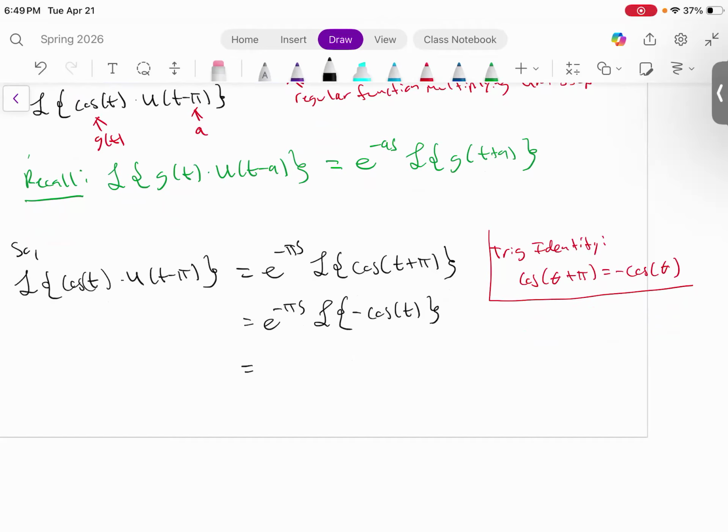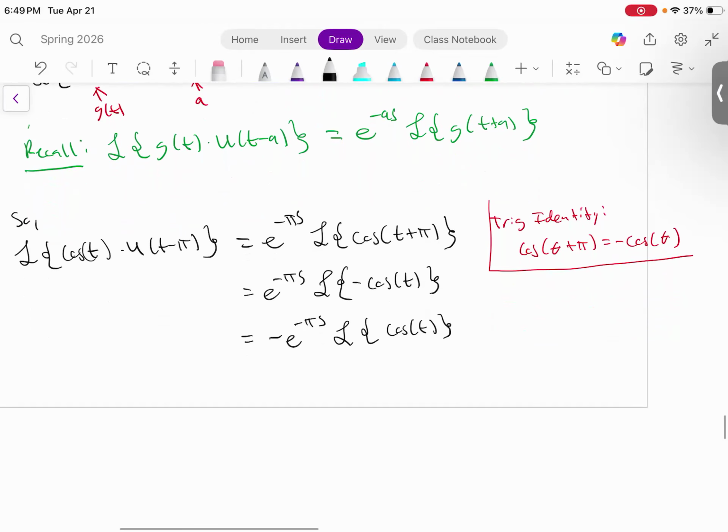And so we can take out the negative. So this would be like negative e to the negative pi s, Laplace of cosine of t. And the Laplace of cosine of t, we should know from the basic Laplace table, it would be negative e to the negative pi s times s over s squared plus 1.